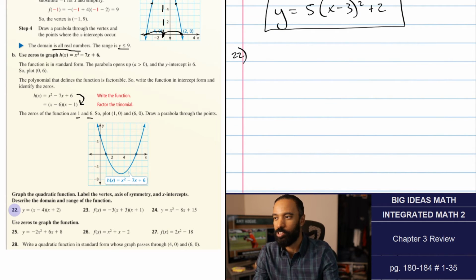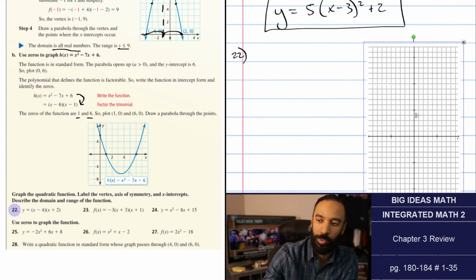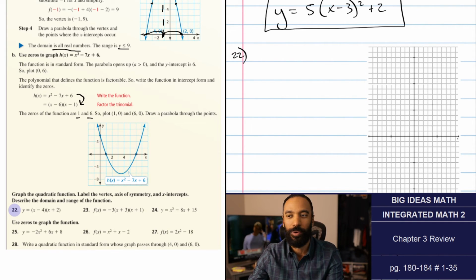So let's do the tall graphs. It seems that's the popular one from here on out, at least until we do sideways parabolas, and I think that's in the next section. Oh, that's what the next section was, focus and directrix.